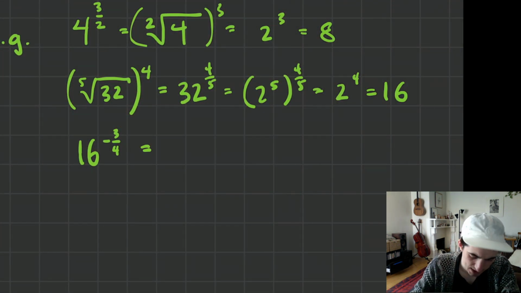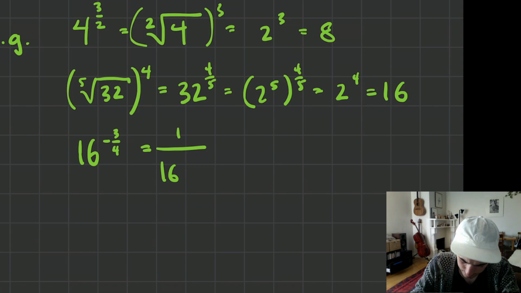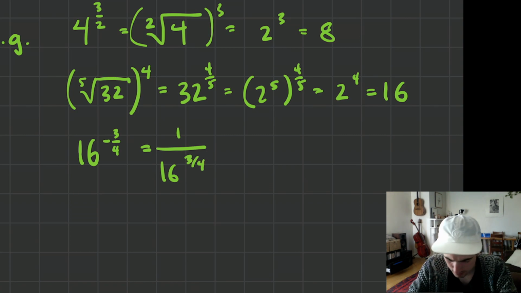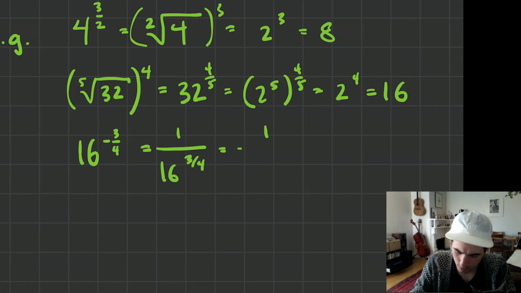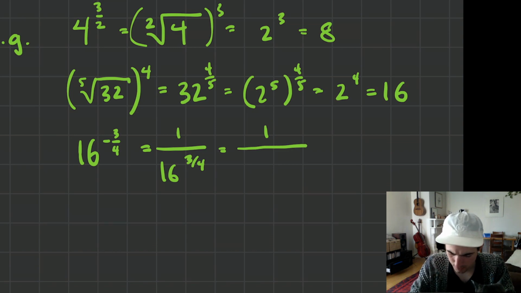Okay, let's see where this one takes us. Well, let's get rid of that negative. So this is going to be 1 over 16 to the 3/4. Okay, and that's going to be equal to 1 over, what would that be? The 4th root of 16 all to the 3rd power.